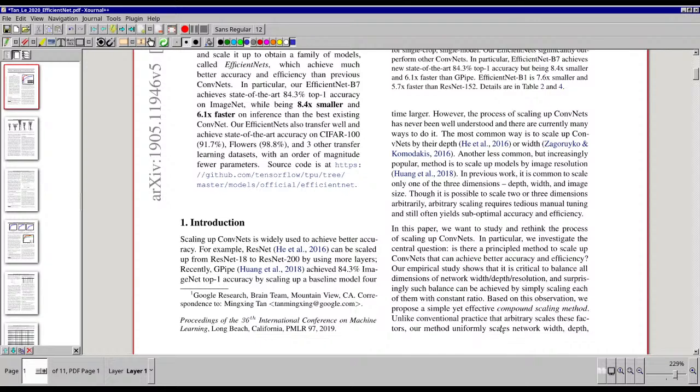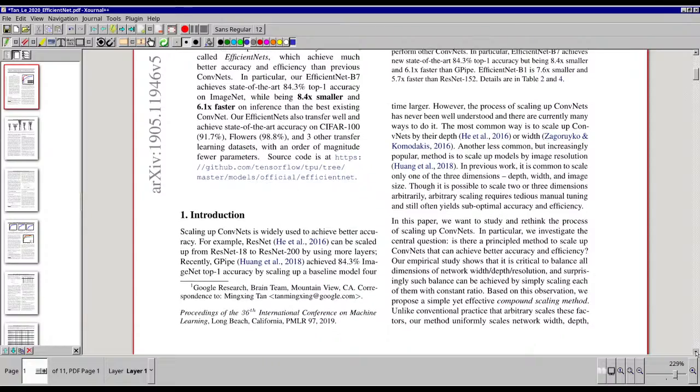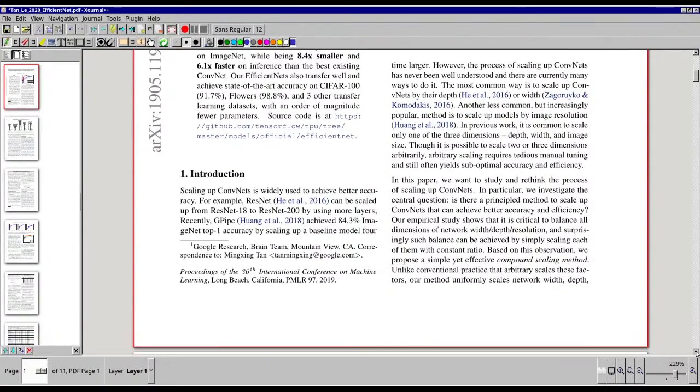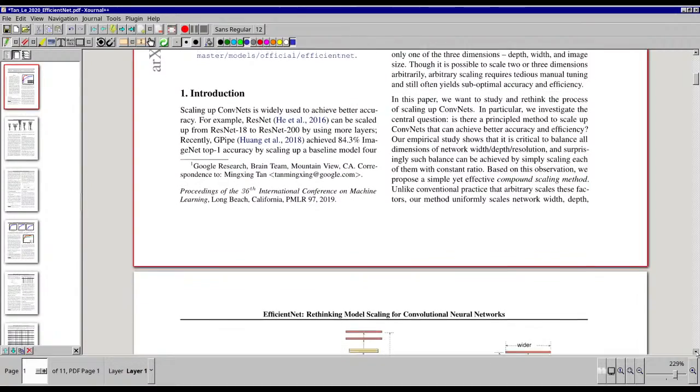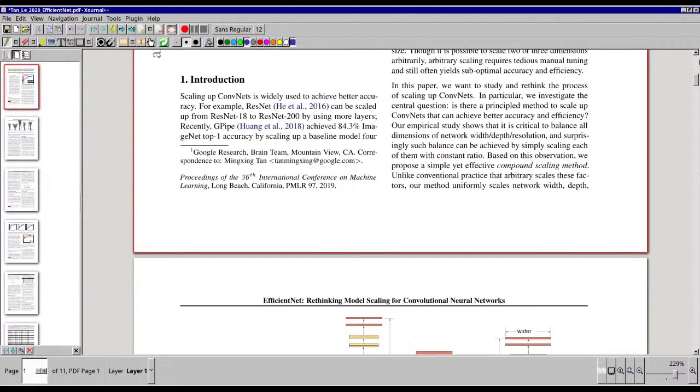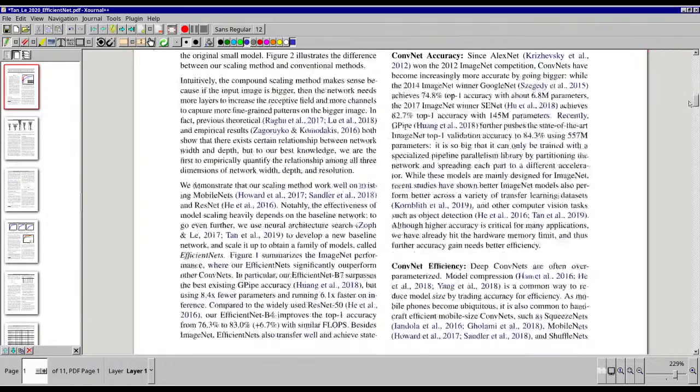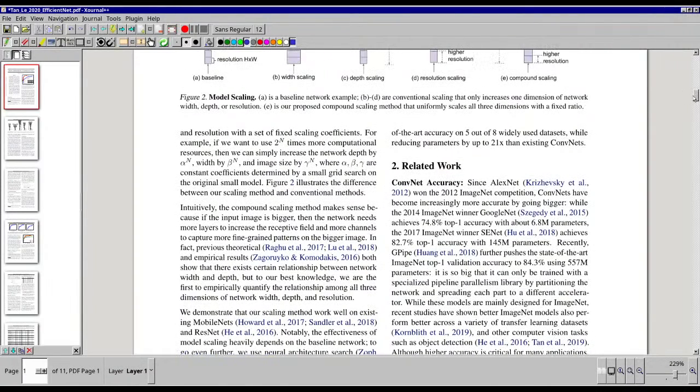Unlike conventional practice that arbitrarily scales these factors, our method uniformly scales network width, depth, and resolution with a set of fixed scaling coefficients.